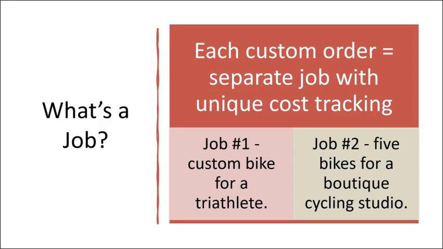So what's a job in accounting speak? It's just a custom order. Each of these builds is tracked as a separate job because each one has different materials, different labor, and overhead. Job order costing captures the cost for each specific bike or job. It could be job 1, one custom bike for a triathlete. Job 2, 5 bikes for a boutique cycling studio in Atlanta. Each gets tracked separately on its job cost sheet rather than averaging everything across the entire manufactured fleet.